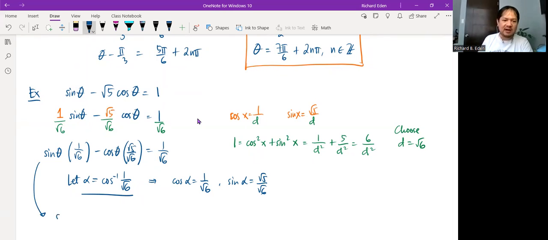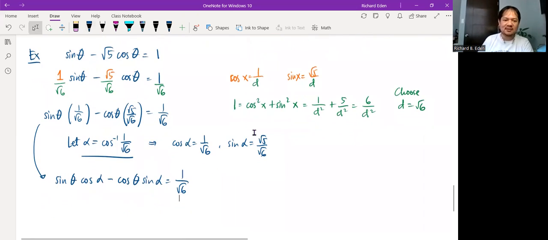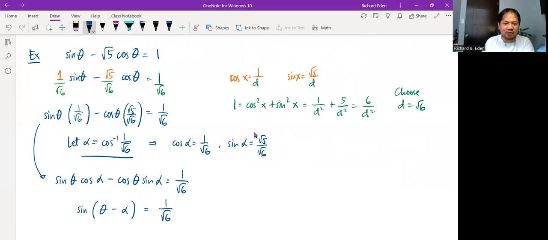Now we have sine of theta cosine alpha minus cosine theta sine alpha equals 1 over the square root of 6. Okay, recognize the left side. What is the left side? It's another sine addition formula: sine of theta minus alpha. This must be correct. Equals 1 over the square root of 6.